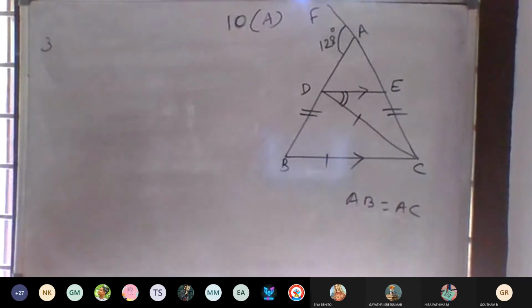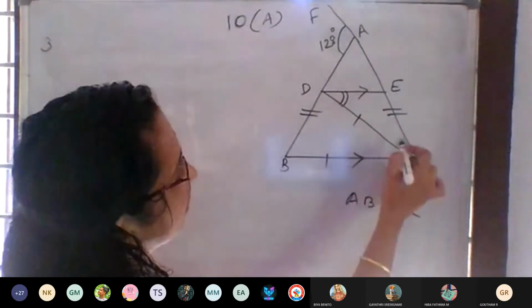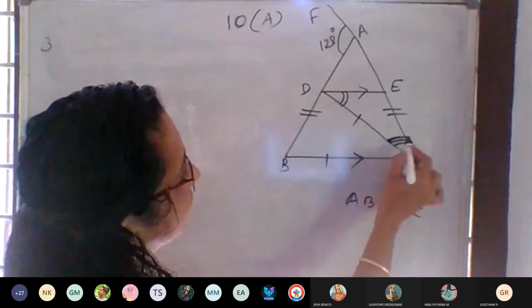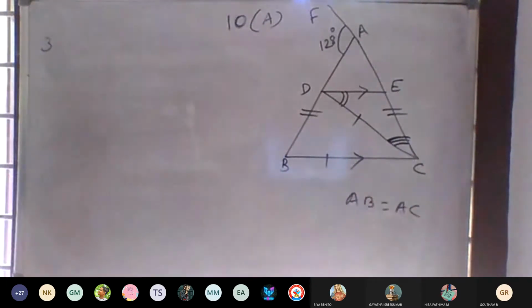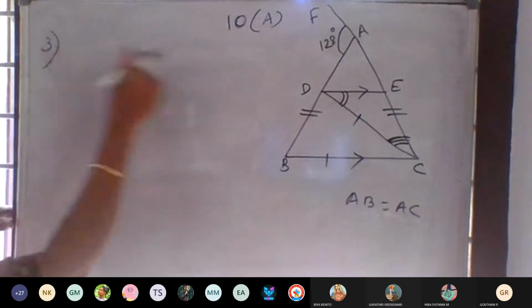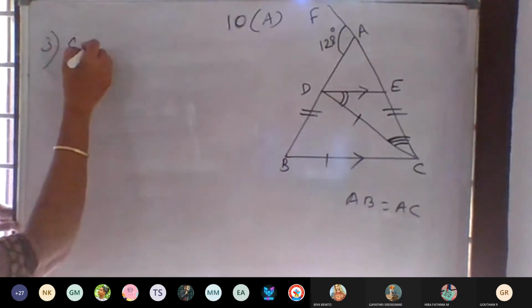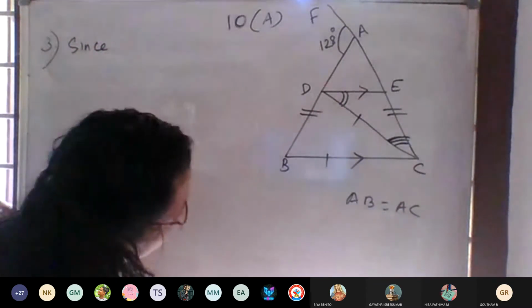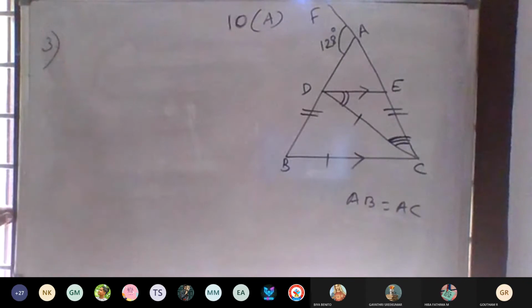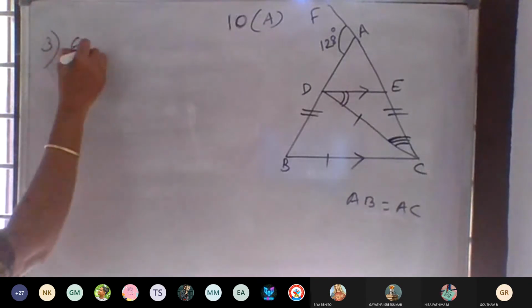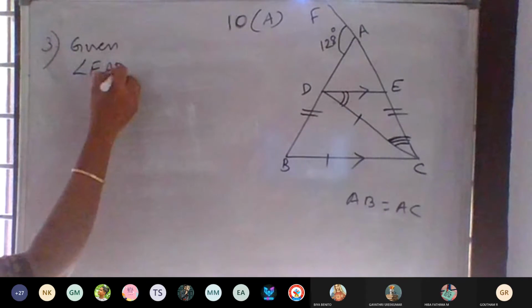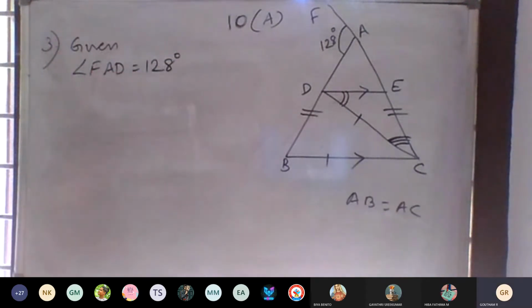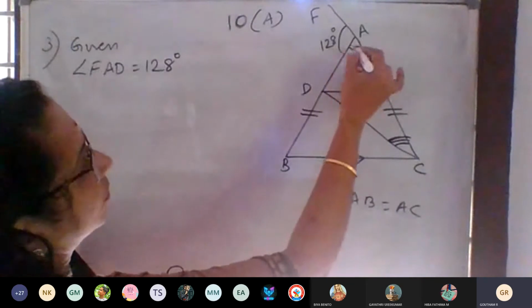Then DCE. DCE, this one. Okay, we have only 128. So from there we have to go, no? Given angle FAD is equal to 128 degree. So this we can write now.